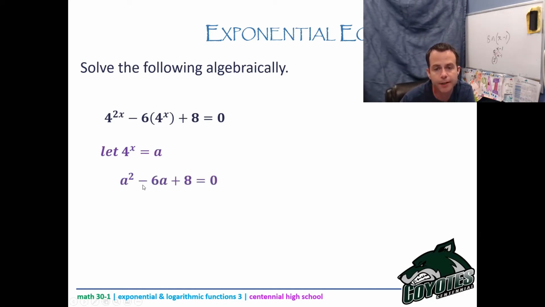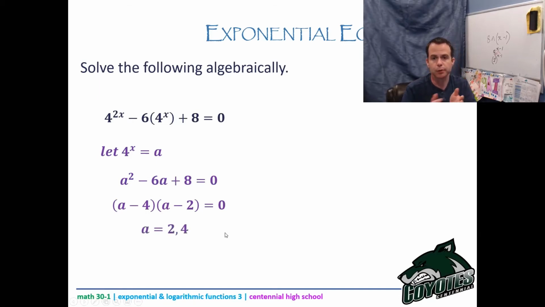So now I factor that. I'm looking for two numbers that multiply together to give me 8 and add together to give me negative 6. So that factors into a minus 4 and a minus 2. That means a would be 4 and a would be 2. But remember, this question had nothing to do with a. A was a substitute for 4 to the x. So now I have to substitute it back and actually solve for what x is.